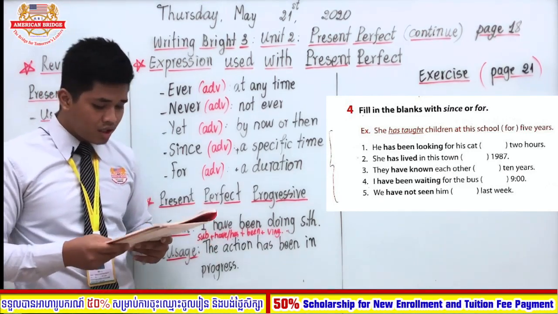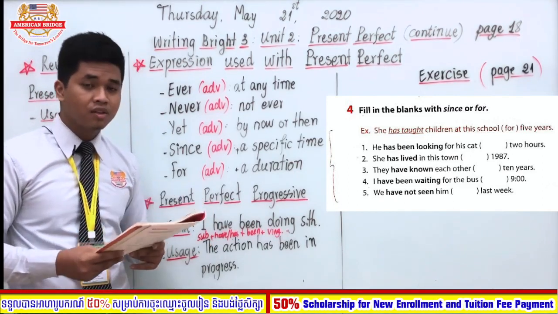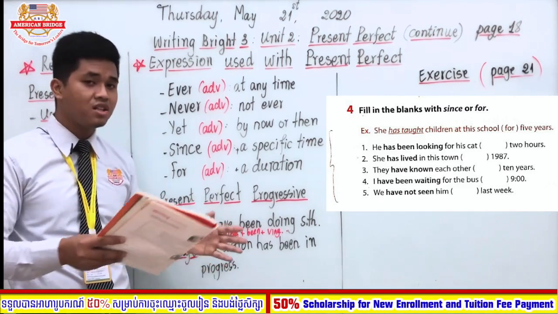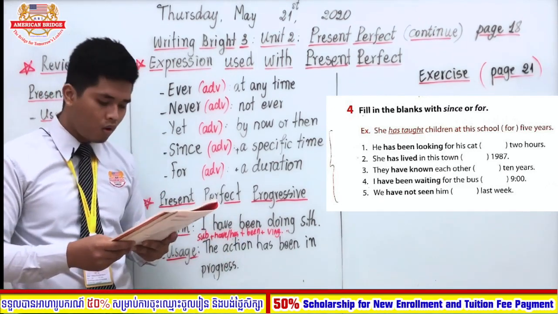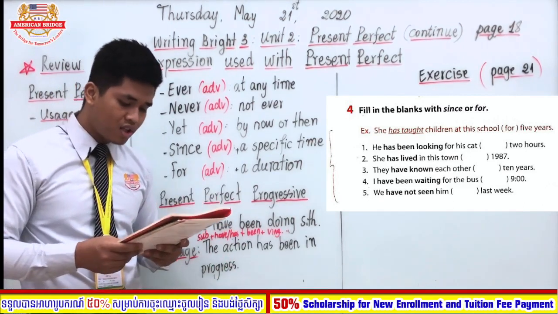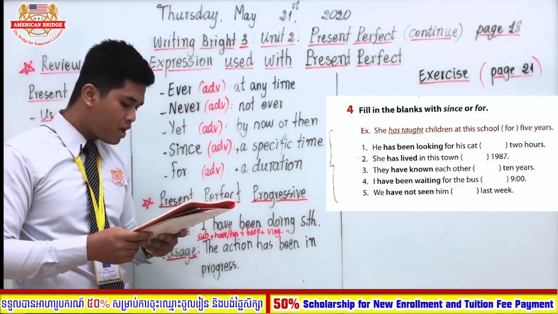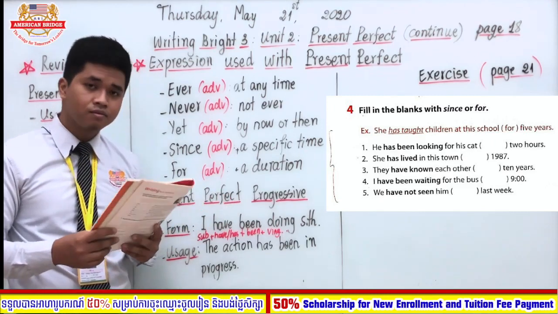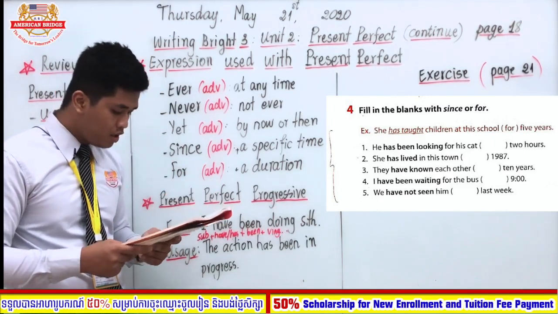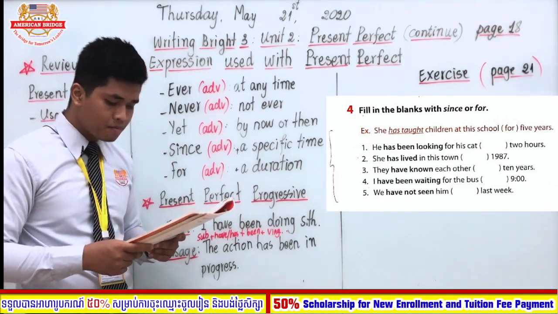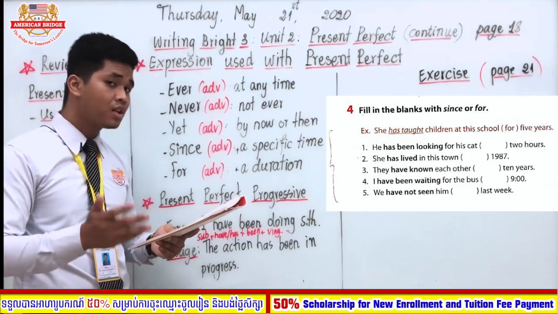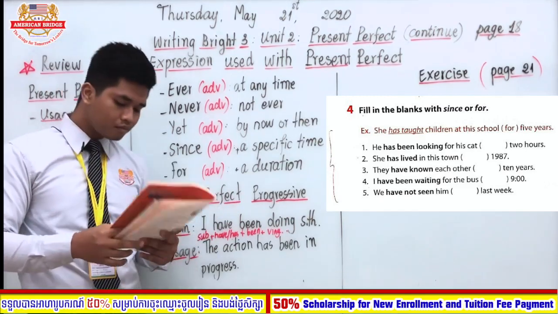Good. Number 3, they have known each other 10 years. So 10 years is a duration, for 10 years. You need to use the word for. They have known each other for 10 years. Number 4, I have been waiting for the bus since 9 o'clock. Number 5 is the last one. We have not seen him since last week. Very good, everyone.